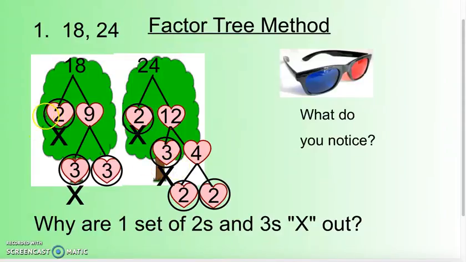Now notice I am only looking at the circled numbers. I am not looking at the numbers that are not circled because those are not prime numbers. My eyes should be focused on the numbers that are circled, okay? And so looking at all the other numbers that are circled, do you notice any other numbers that they share?